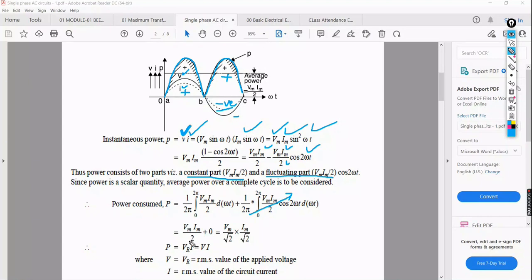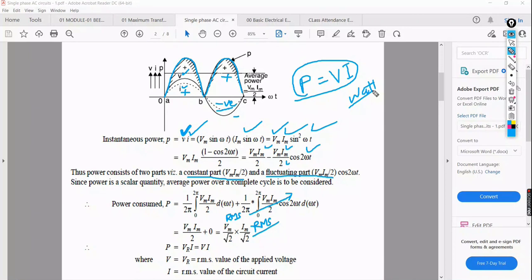The 2 will be taken as root 2, root 2, so Vm by root 2 and Im by root 2. This is the RMS value of voltage and the RMS value of current. It means that the power consumed by the pure resistance is equal to the RMS value of voltage and the RMS value of the current, that is V into I. What is the unit for it? Watt. This is in case of pure resistance.